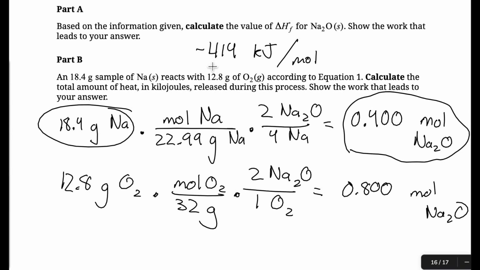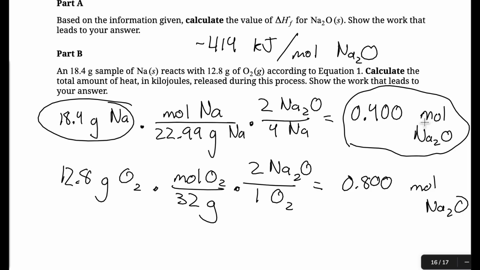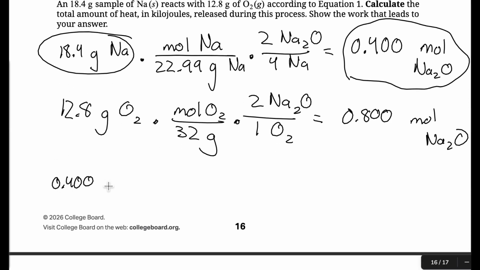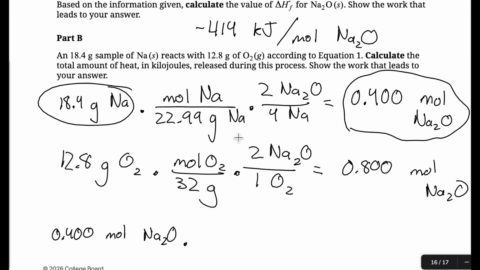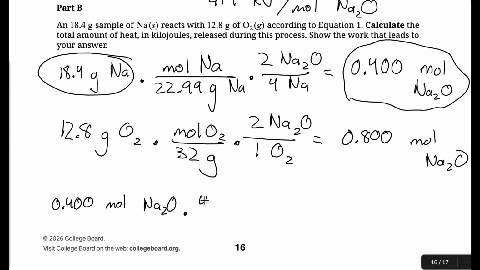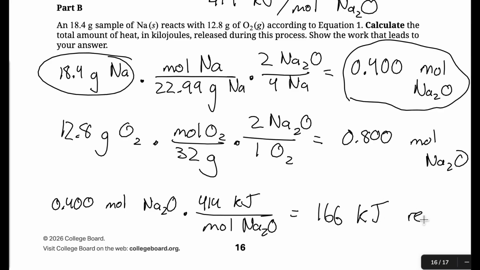We found in part A that there is negative 414 kilojoules per mole of Na2O released, and then we have 0.400 moles of Na2O. So we can just multiply these together. 0.400 moles of Na2O times, since it's asking how much is released, that's the magnitude of the heat, so we'll use 414 kJ per mole of Na2O. Then in our calculator, we finally get about 166 kilojoules of heat released.